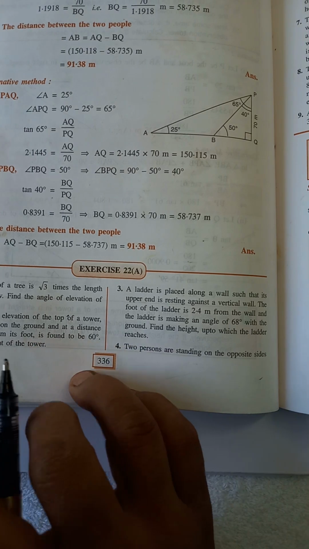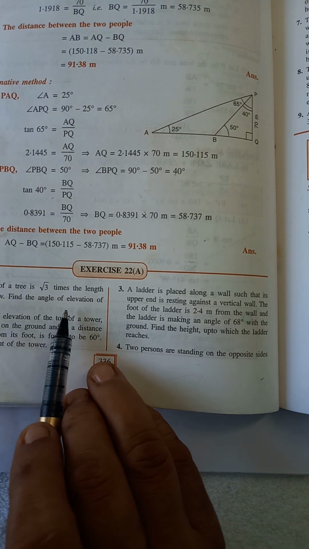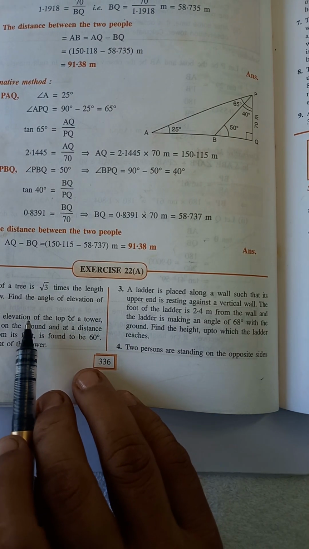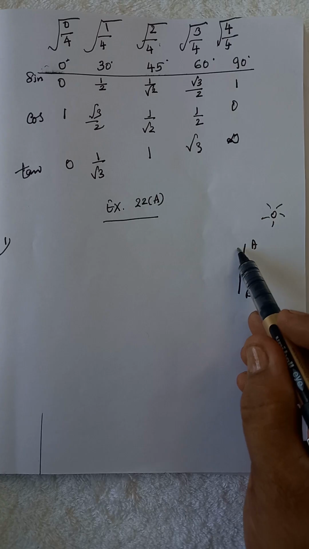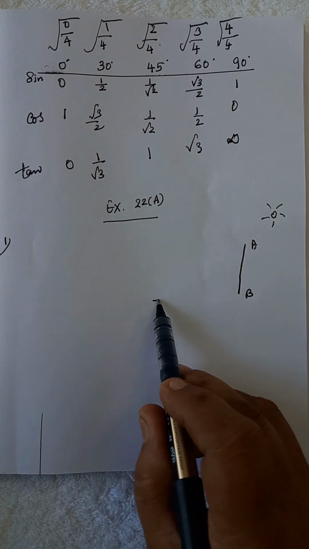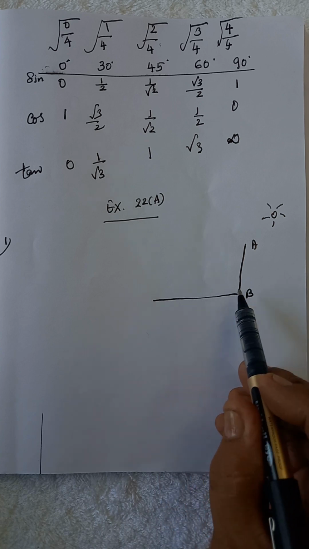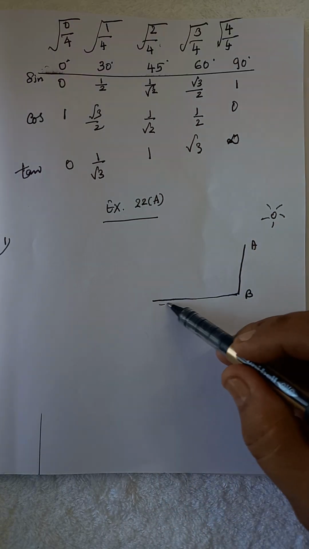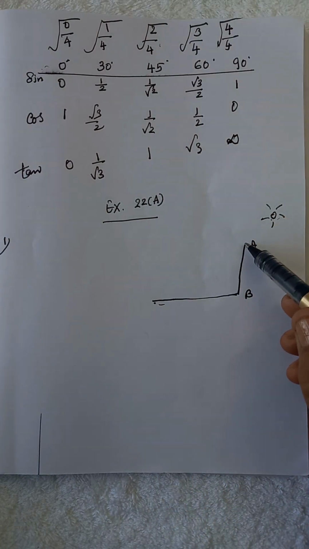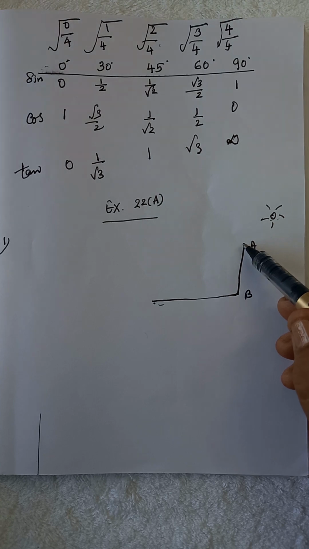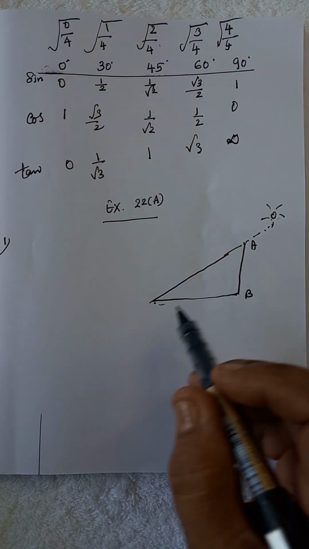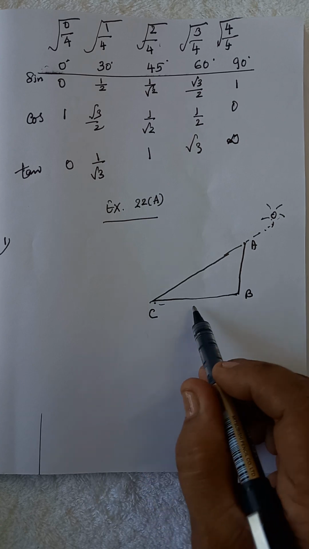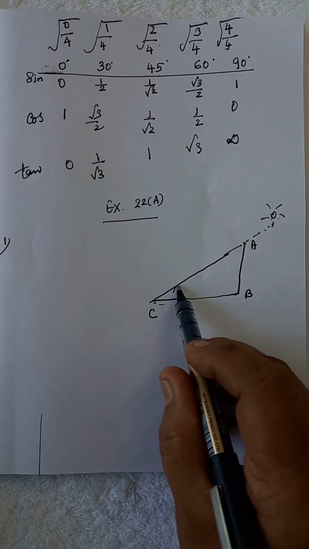So here the first question is, the height of a tree is root 3 times the length of its shadow. Find the angle of elevation of the sun. Shadow of the tree is coming on the ground. So this is the shadow. Rays of sun fall at the point A and the shadow forms like this. Then this is the point C. This is the angle of elevation.